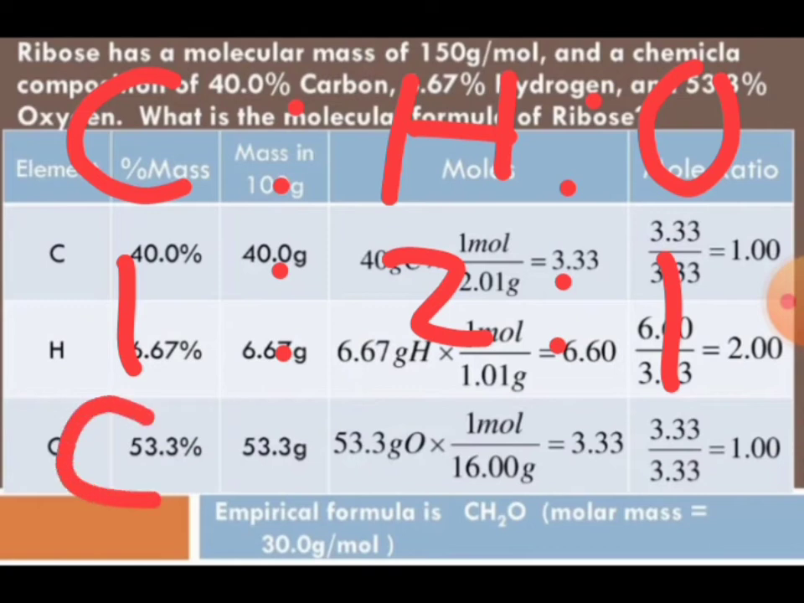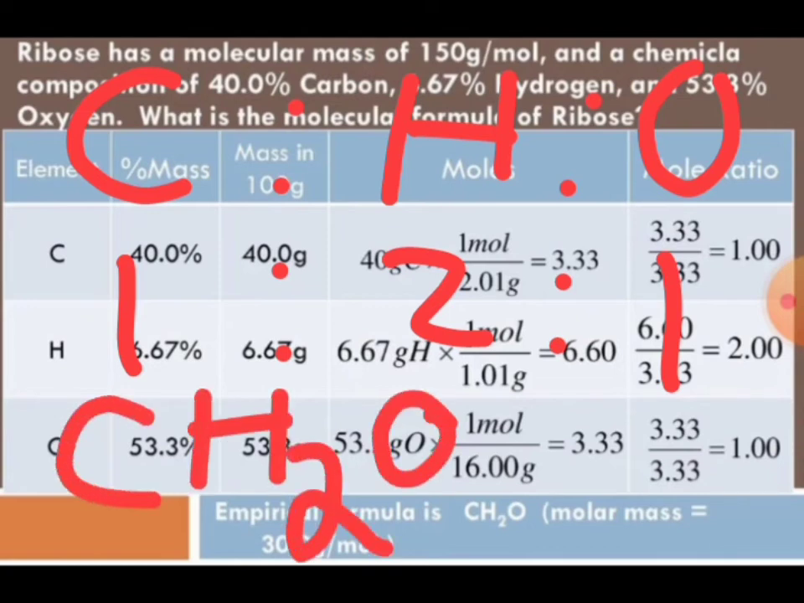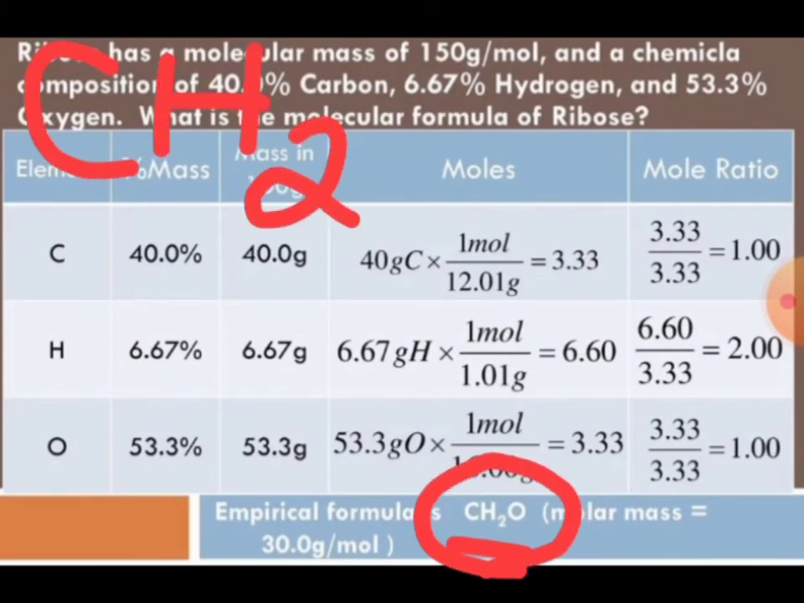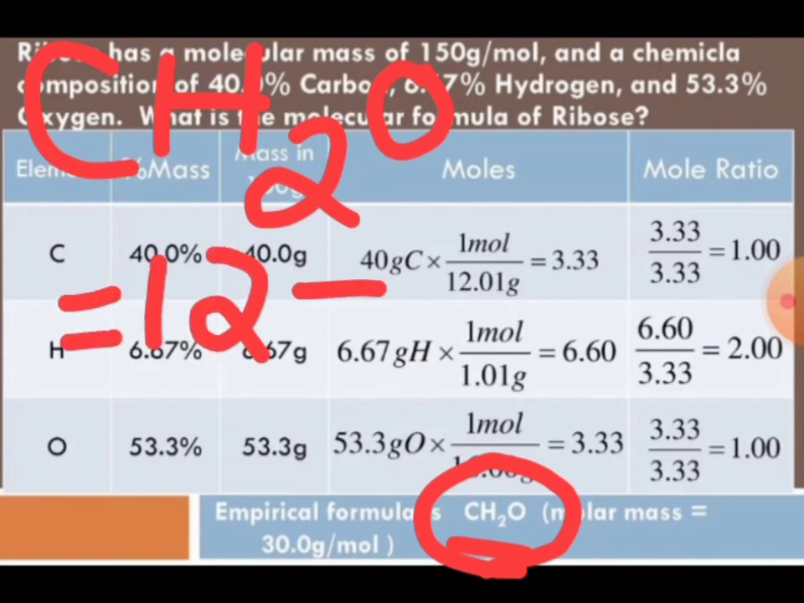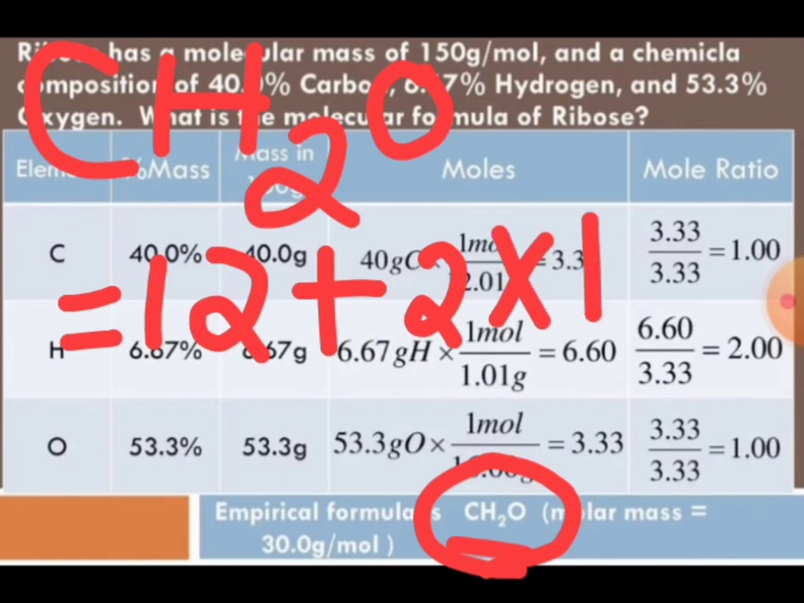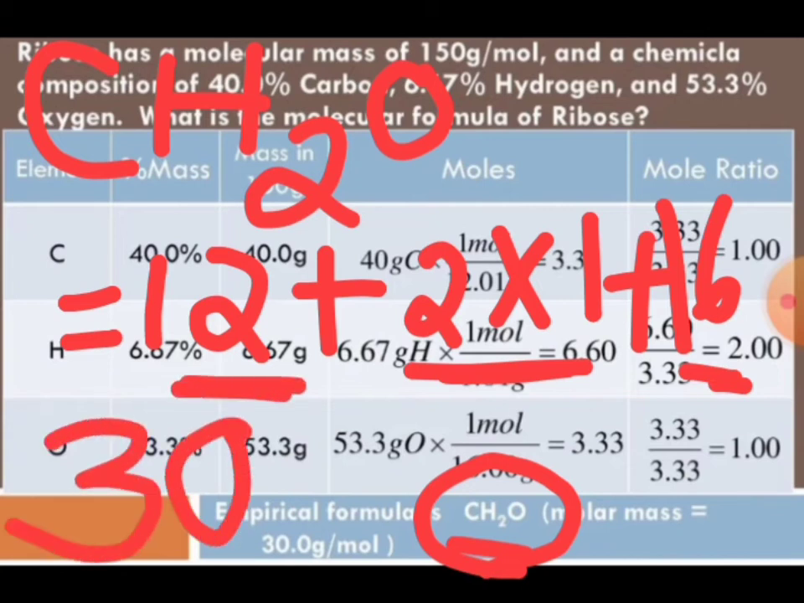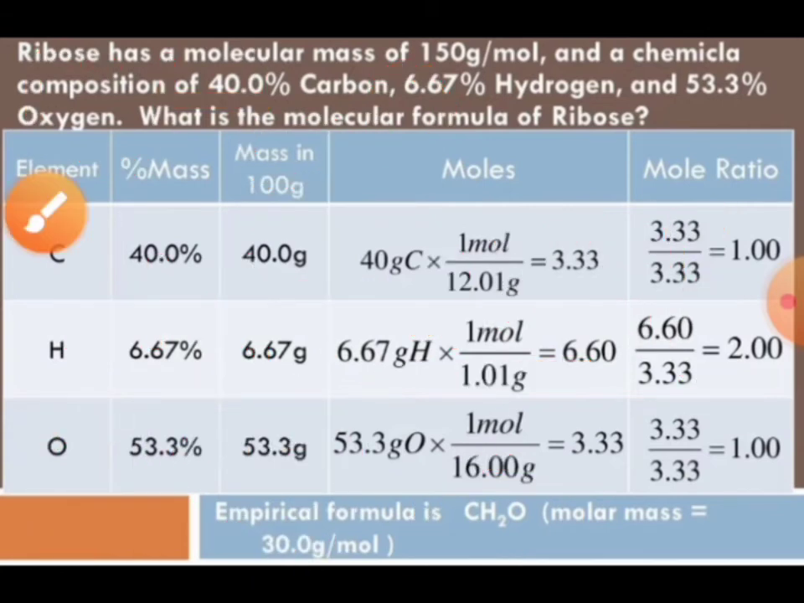So the empirical formula I got here is CH2O. Empirical formula is CH2O. Now to find out the molecular formula, we must know empirical formula mass. Empirical formula what children? CH2O. Let us find out its mass. कैसे find out करें? Carbon 12, hydrogen 2 ones are plus oxygen 16. So you add 2 ones are 2, 2 plus 16 is 18, 18 plus 12 is 30. 30 grams per mole is the mass of empirical formula.